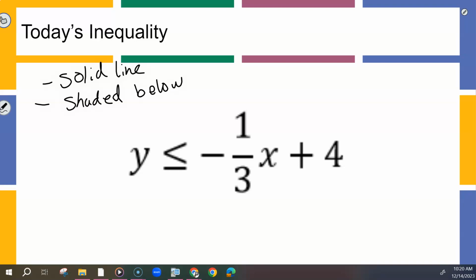You know these two things, if you graphed it, it would have a solid line, it would be shaded below. Anything else, it could be obvious. It has a negative slope. What else?